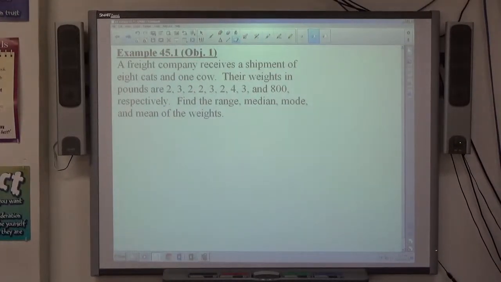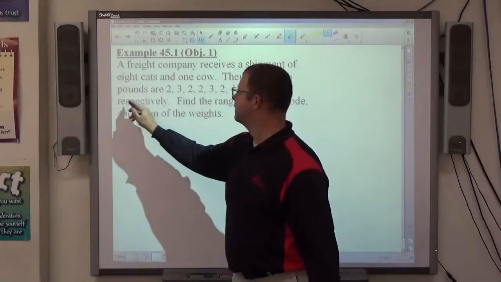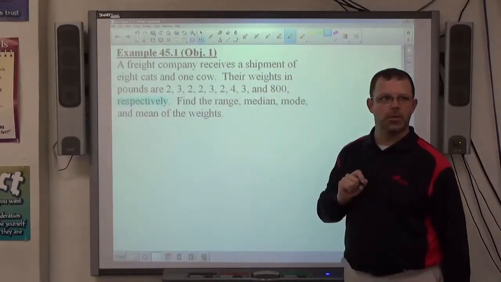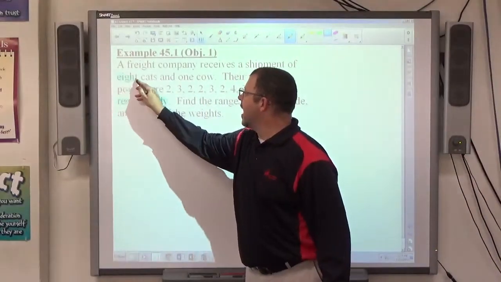Example 1, a freight company receives a shipment of 8 cats and 1 cow. Their weights in pounds are 2, 3, 2, 2, 3, 2, 4, 3, and 800 respectively. Do you know what the word respectively means? We know what that means? Respectively. It gave us 8 cats and 1 cow.